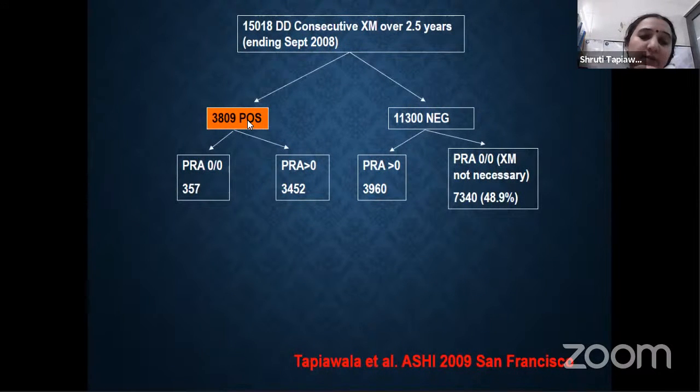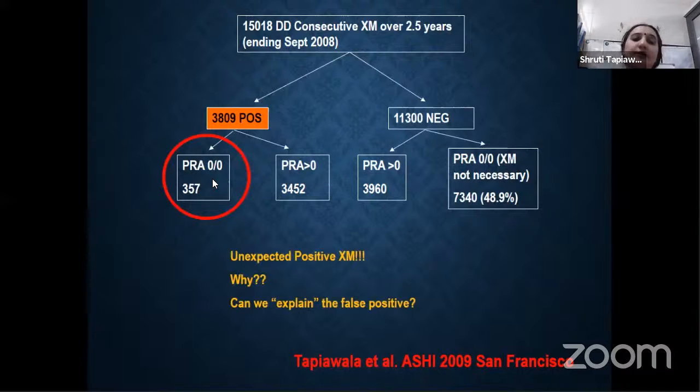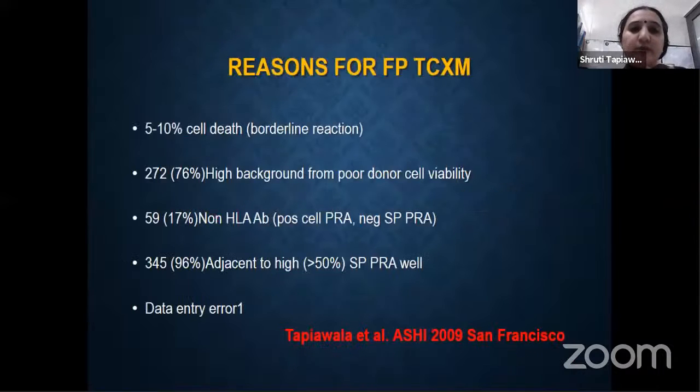But what we wanted to see was, out of the 3,800, where the PRA was positive, that is still understood, that your cross match is coming positive. But where your PRA is 0 on solid phase assays, which technologically is very superior, 357 were still positive. That means they had no reason to have a CDC positive cross match. So these were unexpected positives, and these can be false positives. The reasons were that a very borderline reaction was called as positive, which is not good because you are denying transplant to a patient.